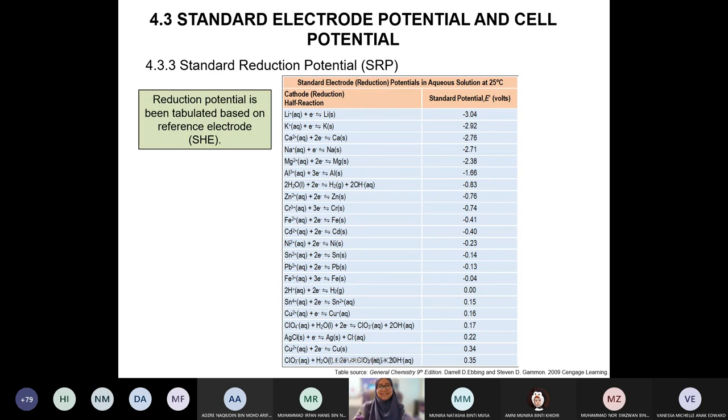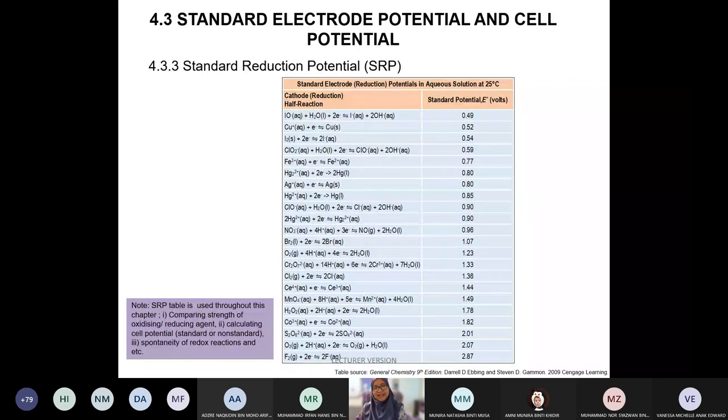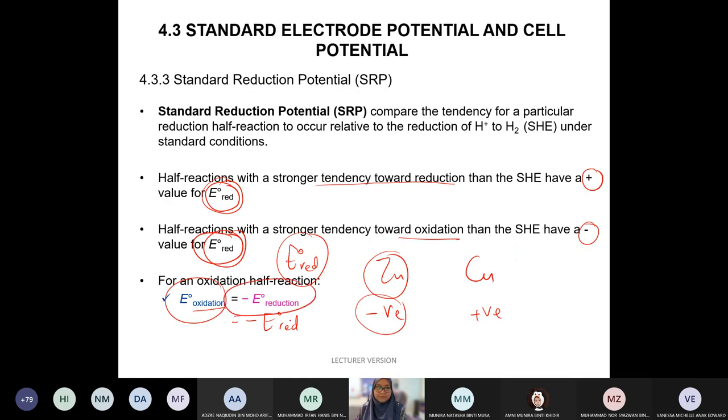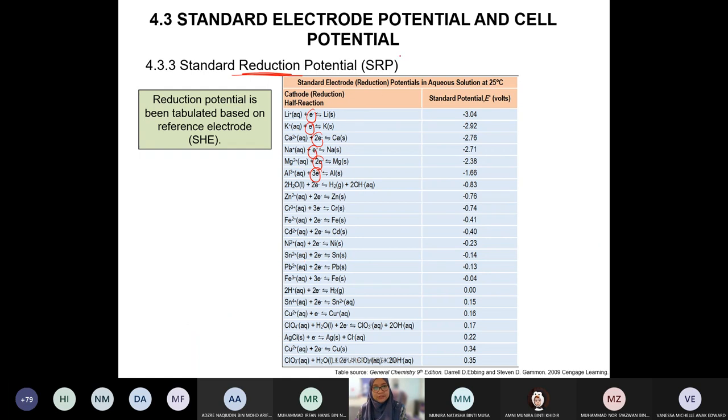Inilah dia list yang kita ada. Ada dua page dekat sini. So these are the SRP, the list of standard electrode potential in aqueous solution at 25 degrees Celsius. So we have everything. So as you can see, kenapa nama dia standard reduction potential? Nampak tak? All of them are accepting electron. So that's why list ni dalam bentuk reduction, bukan dalam bentuk oxidation. Tapi kalau kita nak tahu oxidation, tak susah pun. Kita kena just negatifkan the E naught reduction. Okay, cuma just nak highlight. That's why nama dia SRP, because equation dia ni are all given in terms of reduction.